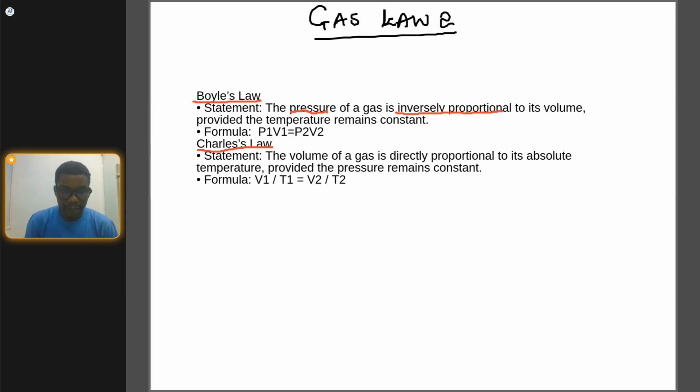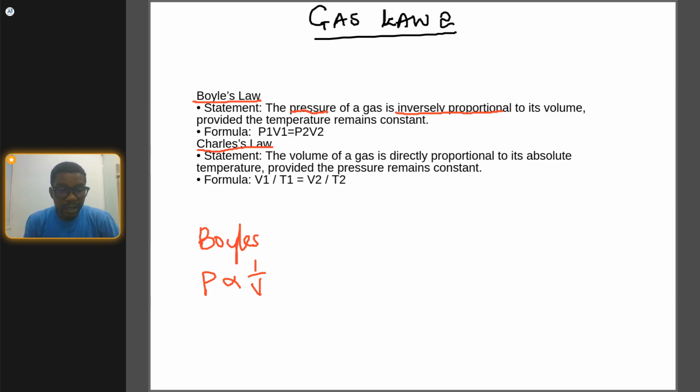Let's express that mathematically. Boyle's law states that pressure is inversely proportional, that is 1 over volume, provided that the temperature remains constant. So the constant in this is the temperature. The temperature has to remain constant in Boyle's law.